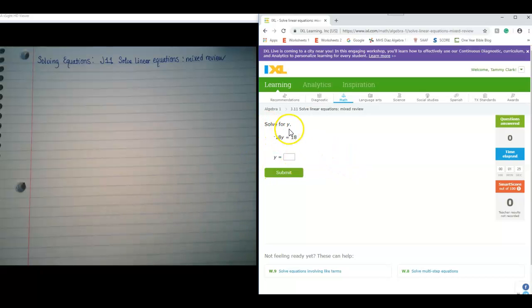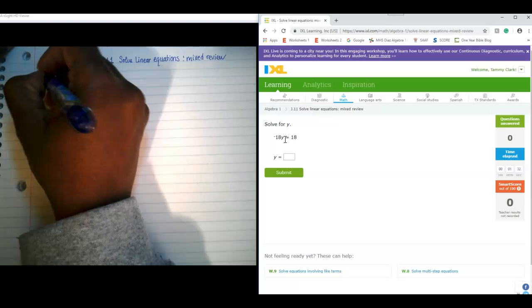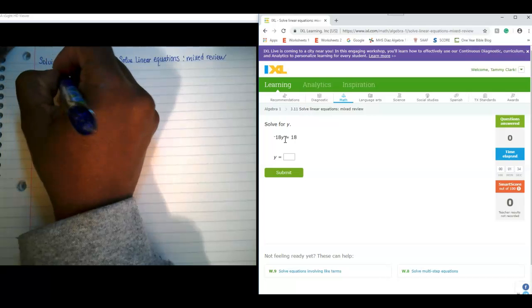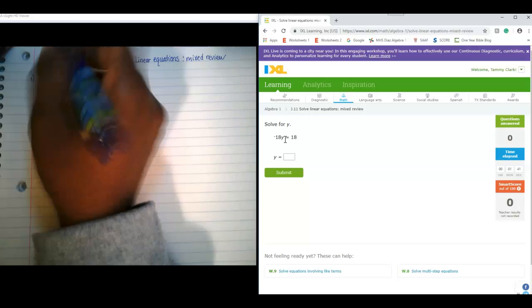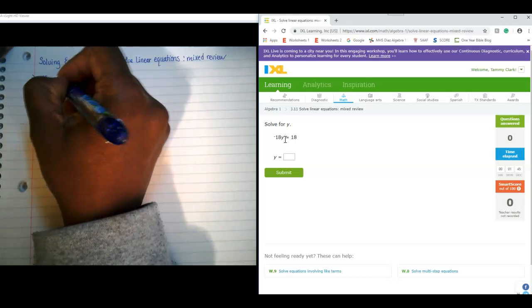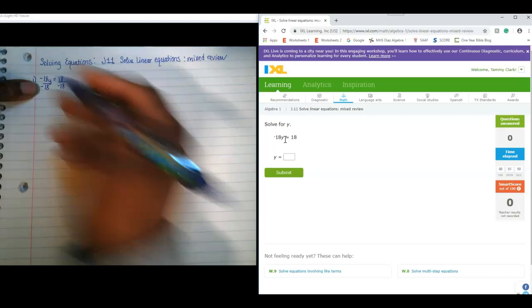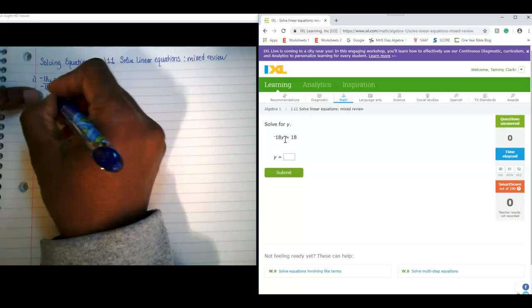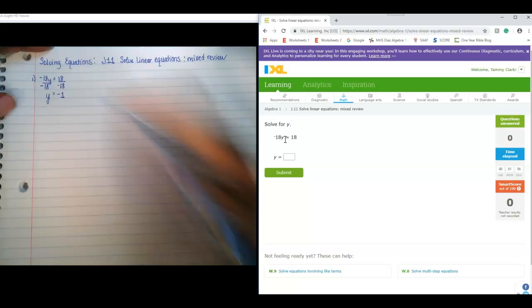We're asked to solve for y, in other words, to isolate y, get it alone. So we have negative 18y is equal to 18. Well, if I'm multiplying these two numbers, to go in reverse would be to divide by negative 18 on both sides of the equation. So negative 18 divided by negative 18 gives me 1y. 18 divided by negative 18 gives me negative 1.